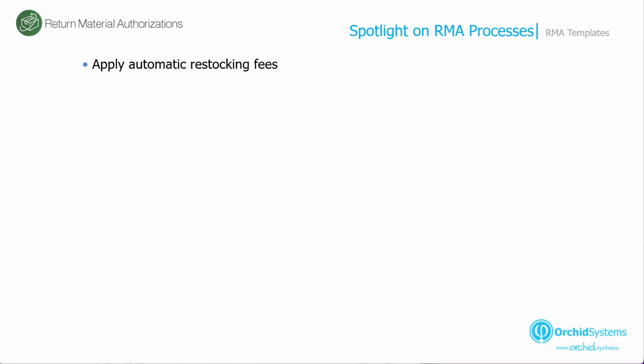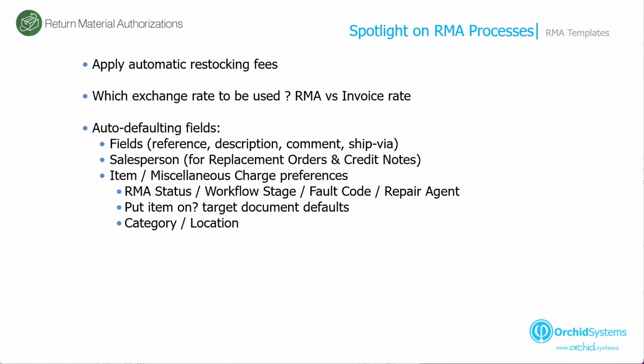RMA templates allow you to automatically apply restocking fees to your RMAs, define which exchange rate is to be used, the RMA based on the RMA date or based on the original invoice date. You can auto default fields like references, descriptions, comments, ship files. You can auto default the salesperson to be used for replacement orders and credit notes.